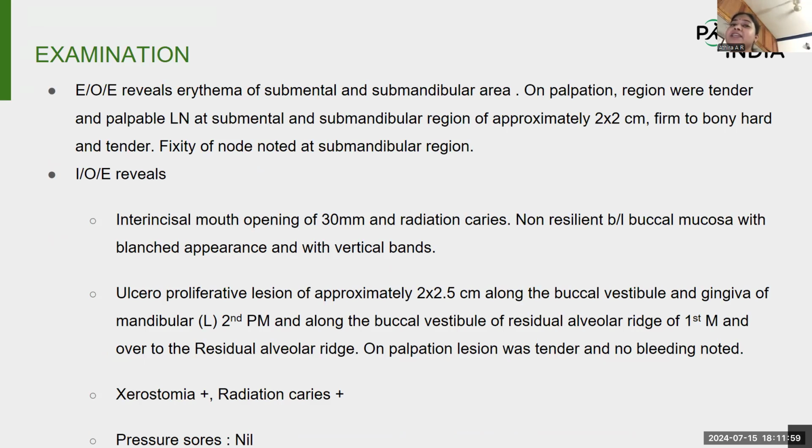On intraoral examination, the interincisal mouth opening was only 30 mm. The buccal mucosa was non-resilient with a blanched appearance. There were vertical bands, and there was an ulceroproliferative lesion of approximately 2 × 2.5 centimeter along the buccal vestibule and gingiva of the mandibular second premolar, along the buccal vestibule of the residual alveolar ridge of the first molar region, which is extending over to the ridge area.